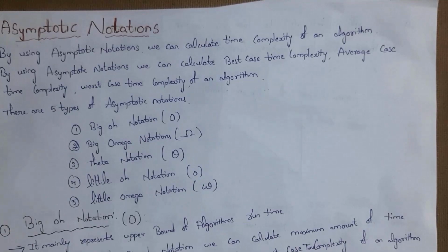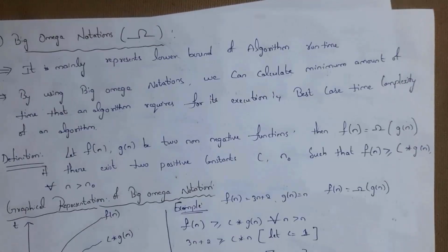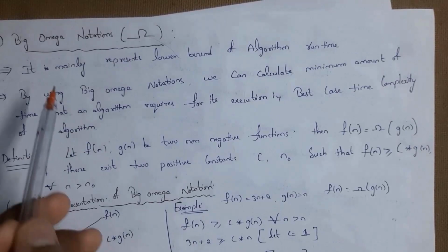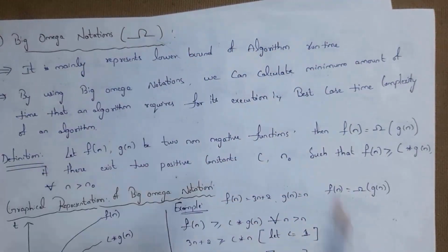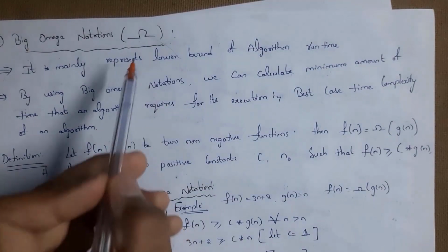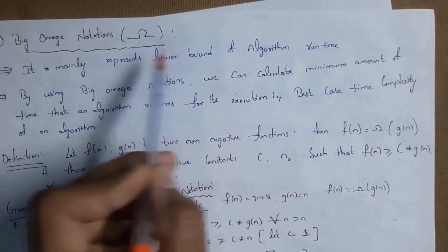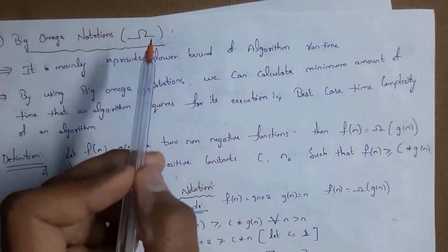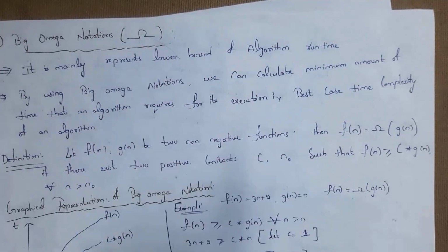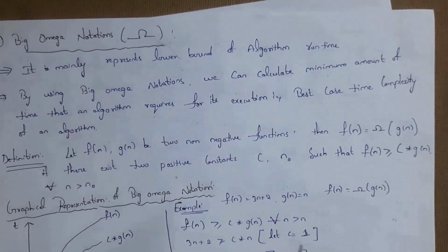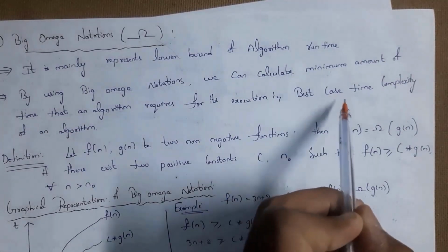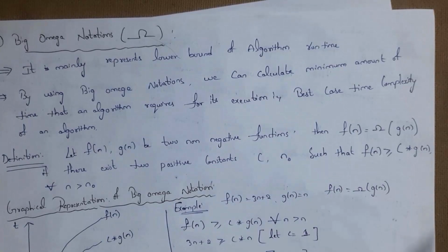Now let me explain big omega notation. Big omega notation is mainly used to represent the lower bound of an algorithm's runtime, whereas big O notation is used to represent the upper bound of an algorithm. By using big omega notation we can calculate the best case time complexity of an algorithm.